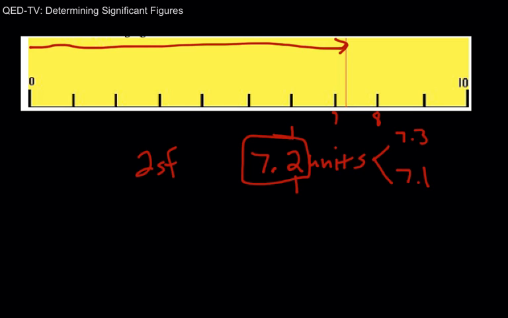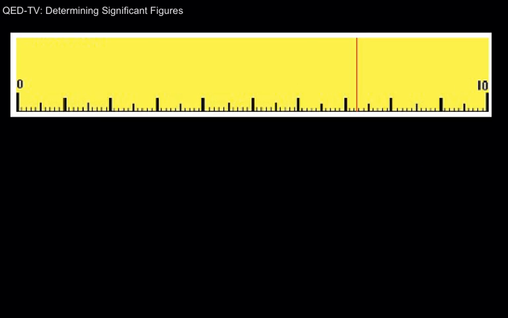Let's look at a little more precise measuring device. Okay, so now we have even more markings on here, and we can say that this is definitely a 7. It's past the second line, 7.2. And where is it? Well, we're going to have to estimate again. So 7.2, and it looks like it's almost close to the 3. So I'll say 7.28 units. Now, do I know it's exactly 7.28 units?